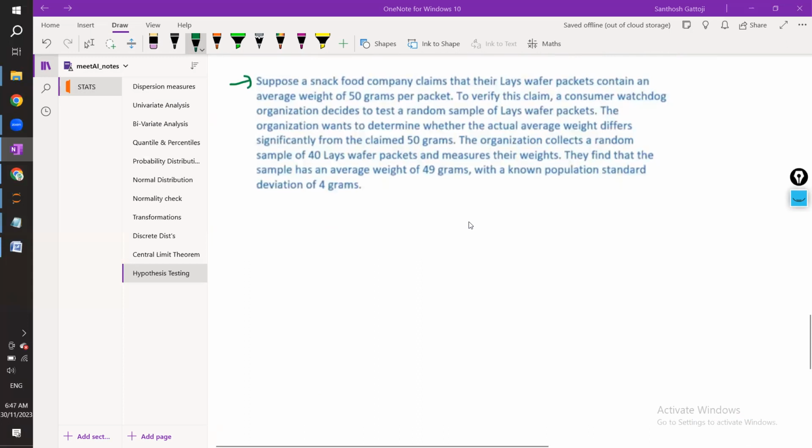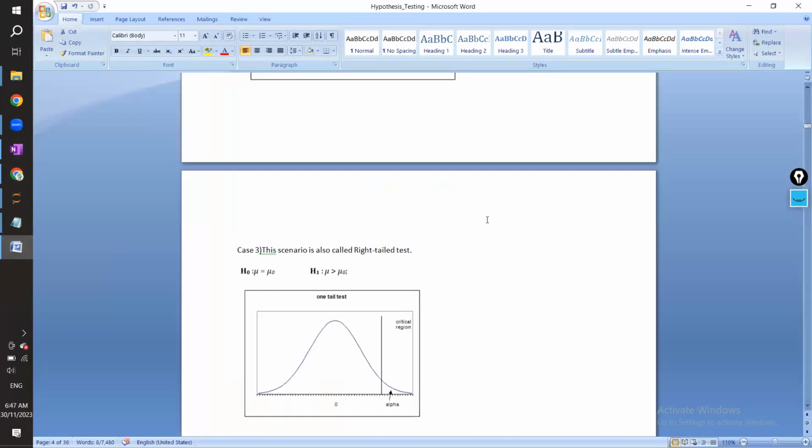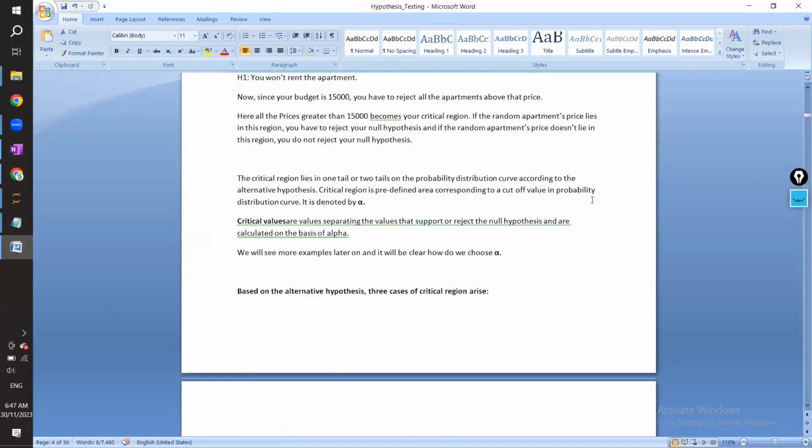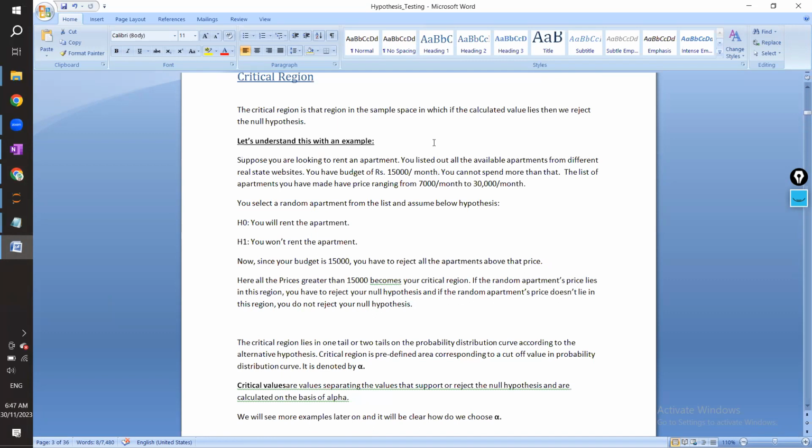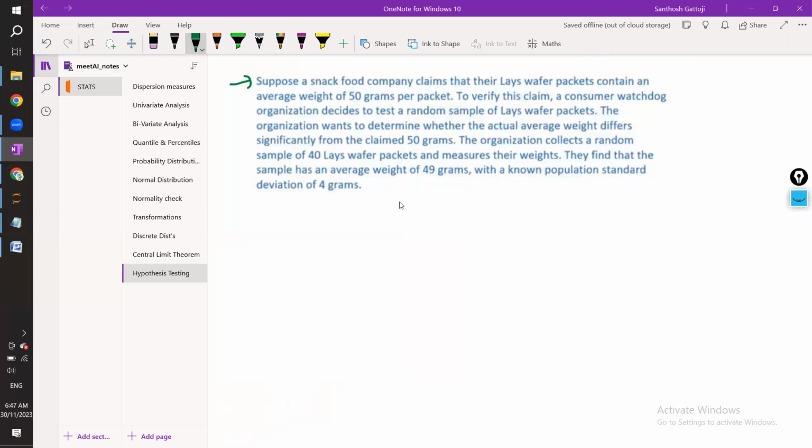Okay, fine. And also what we have seen, we have seen critical region. So what was the critical region, guys? Critical region is that region in which we can reject the null hypothesis. Okay, fine. So today let's see one more example.